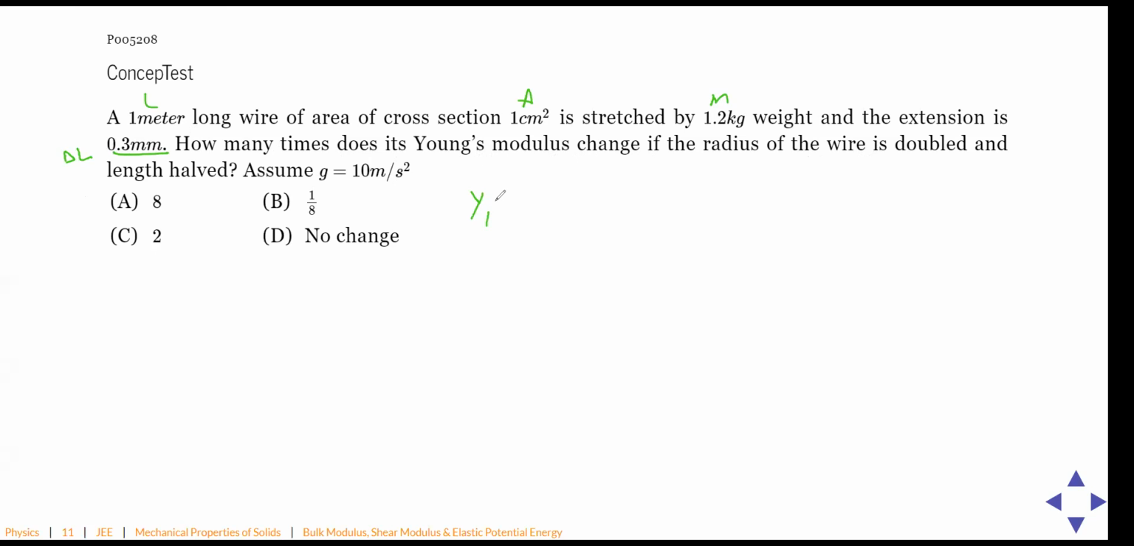So I can calculate initial Y, yes or no? Y1 I can calculate, then Y2 I can calculate, then you have to find Y2 by Y1, yes or no? This is what we have to do, right?